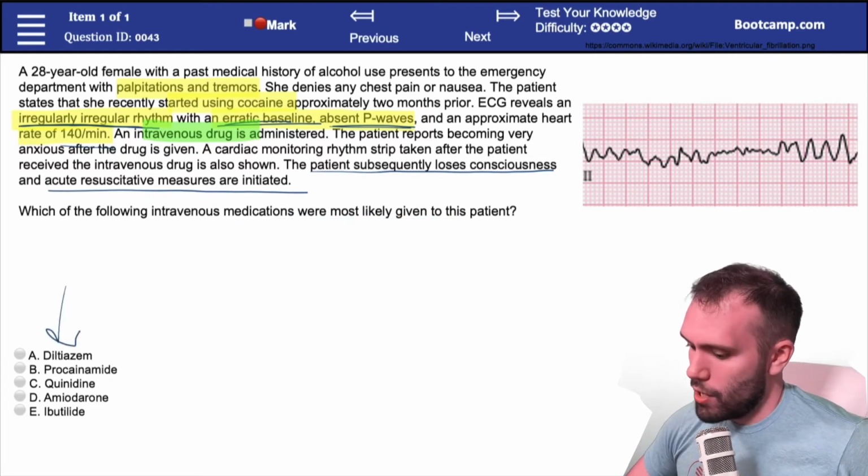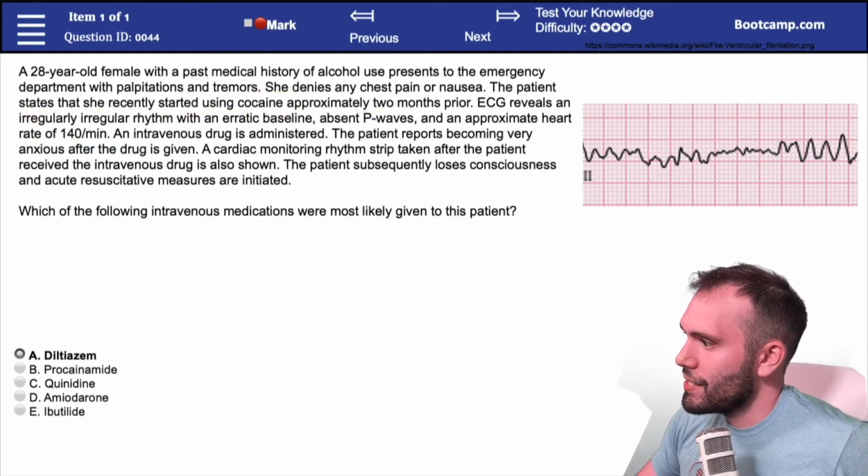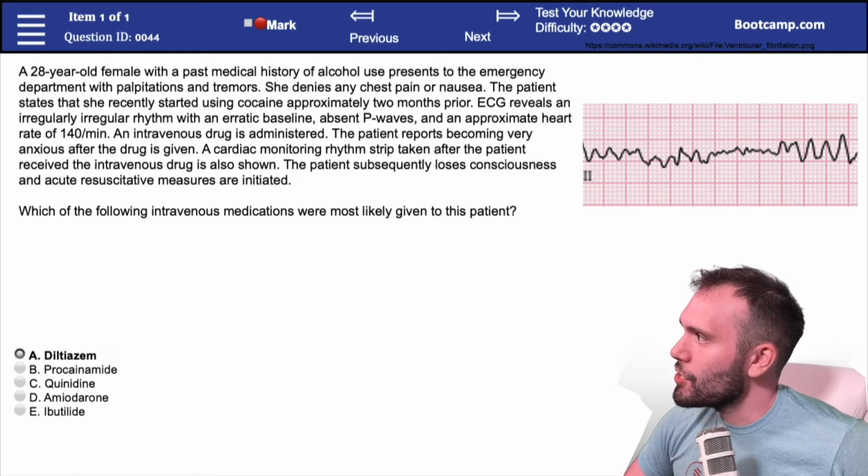And once again, I'm sorry for leaving you in suspense. I forgot to click the next slide. So the answer here is diltiazem. So let's just go through this really quickly.